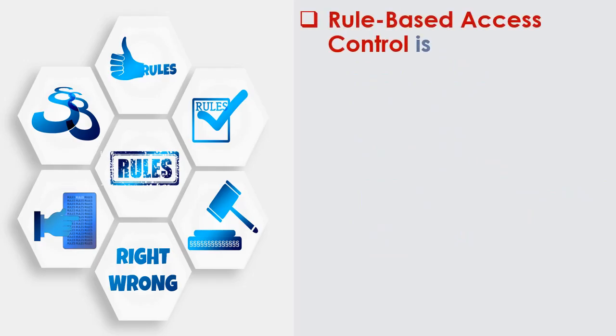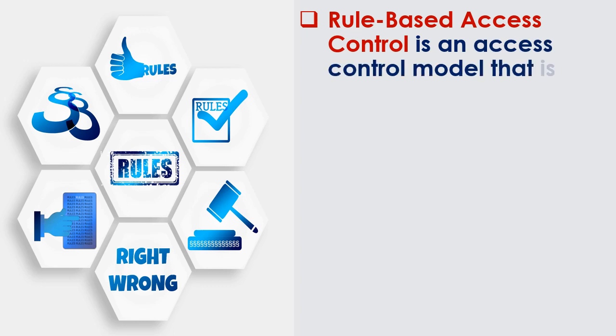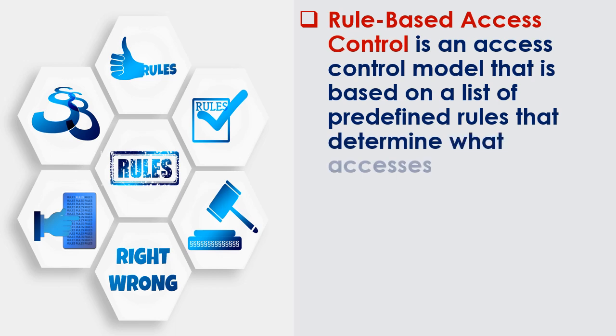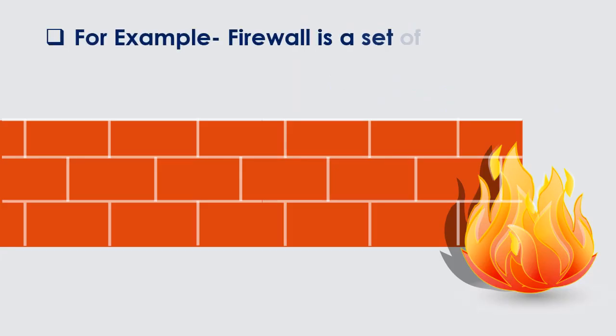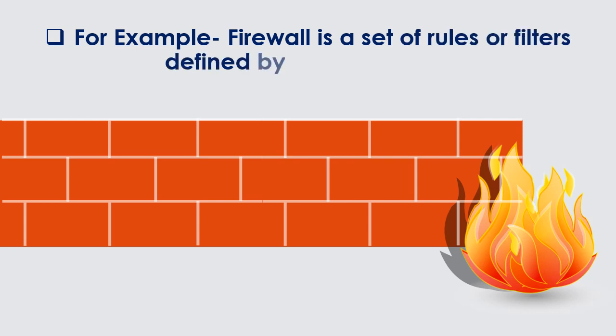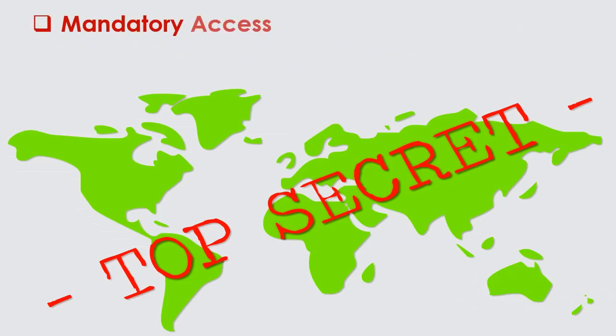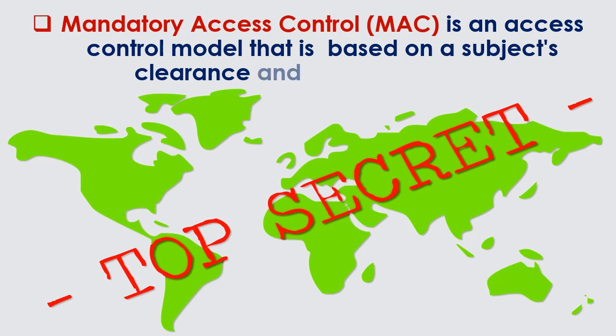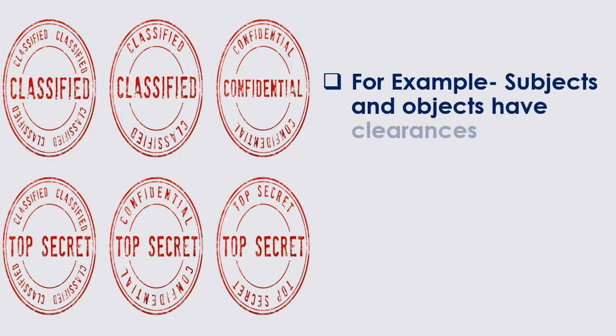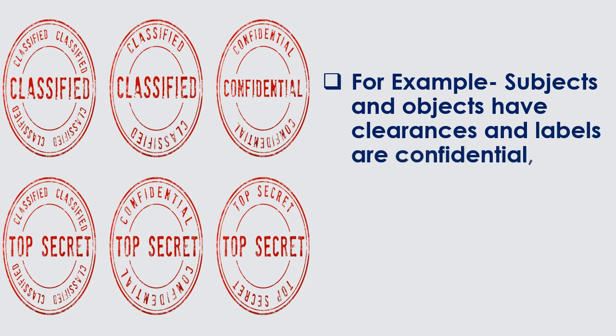Rule-based access control is an access control model that is based on a list of predefined rules that determine what accesses should be granted. For example, a firewall is a set of rules or filters defined by an administrator. Mandatory access control, MAC, is an access control model that is based on a subject's clearance and an object's labels. For example, subjects and objects have clearances and labels such as confidential, secret, and top secret.